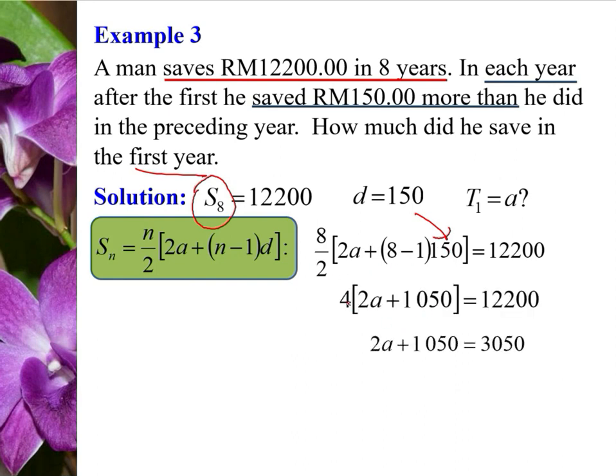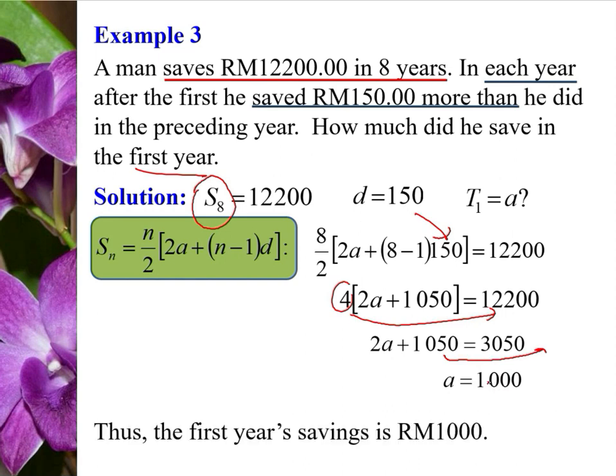Now here you can either expand this 4, or you can also bring 4 to the right, and it will be divided by 4. Your answer is 3,050. Next, you leave your A on the left side, bring 1,050 to the right by subtracting it, and divide by 2. Your answer is 1,000 ringgit for the first year. Write your conclusion as 1,000 ringgit in the first year savings.